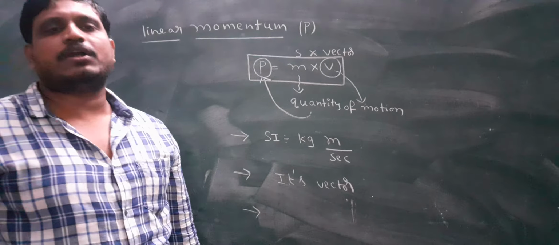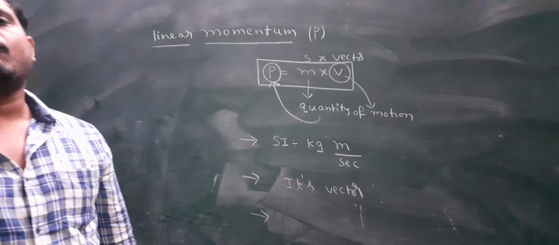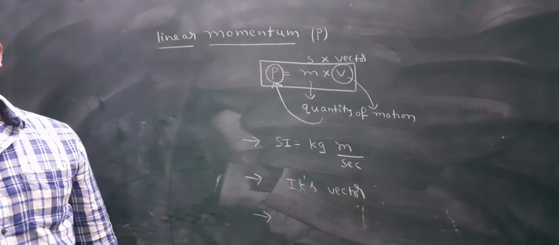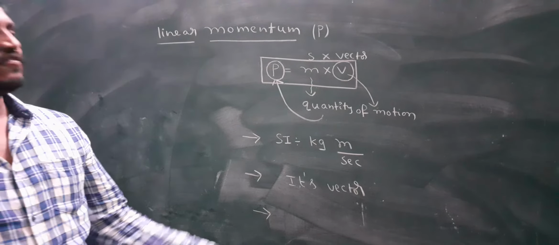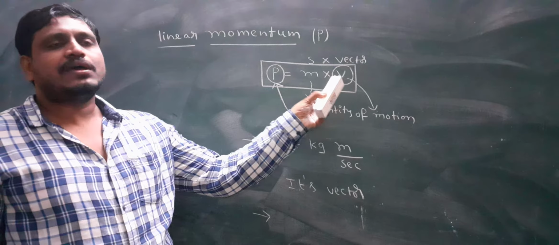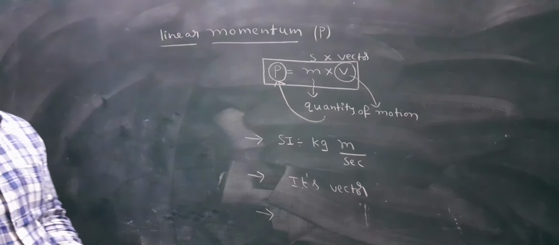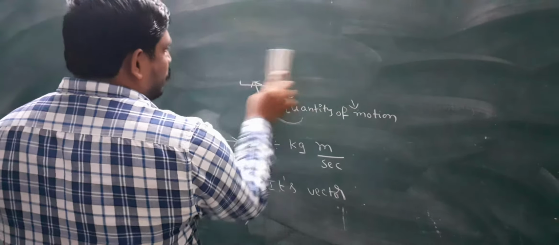What is the basic definition of momentum? The product of mass and velocity of the body. The other theoretical definition: the quantity of motion represented by the body is known as linear momentum.